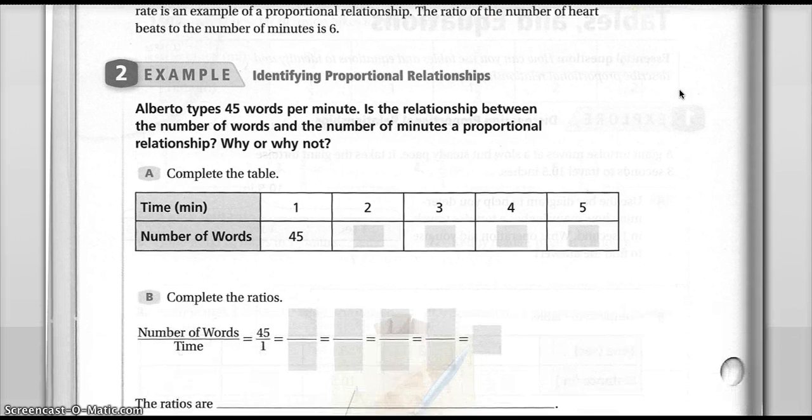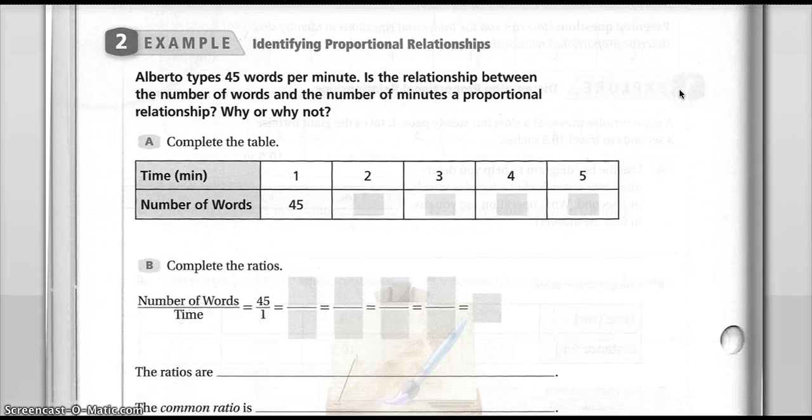All right, and then this second example is to identify a proportional relationship. So this is Alberto types 45 words a minute. Is the relationship between the number of words and the number of minutes a proportional relationship?